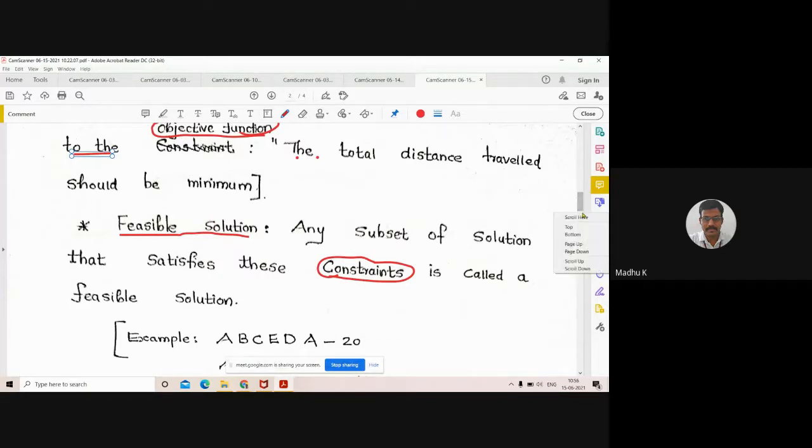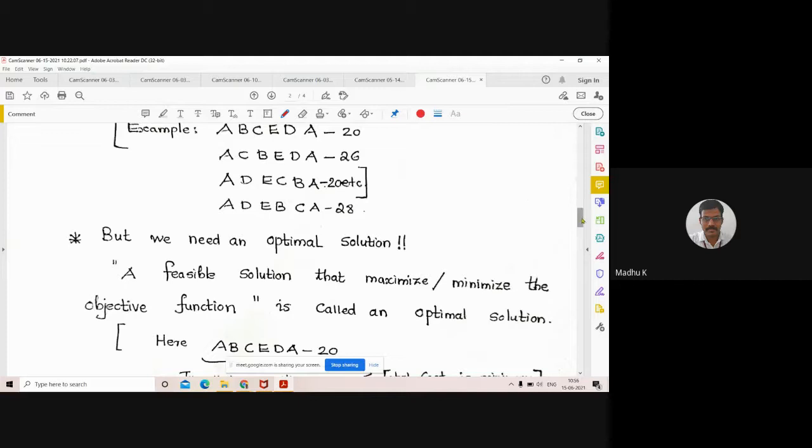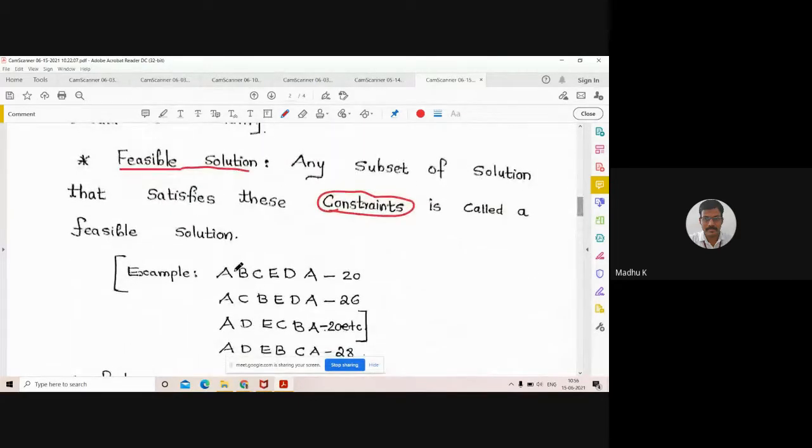So in this case, you can observe these are different solutions. For example, a salesperson can start from A and visit B, then C, then E, then D, then A. Then the total cost is 20. So this is one solution. All cities are visited exactly once and he reached back, and the total cost is 20. Next is A, C, B, E, D, A. He visited all cities exactly once and reached back A. That is, the constraint is satisfied. The total cost is 26.